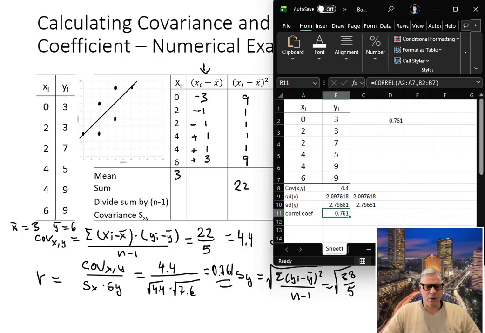But for now, we have learned enough about numerical statistics of centrality and dispersion, but also relationships, and let's just stop here.